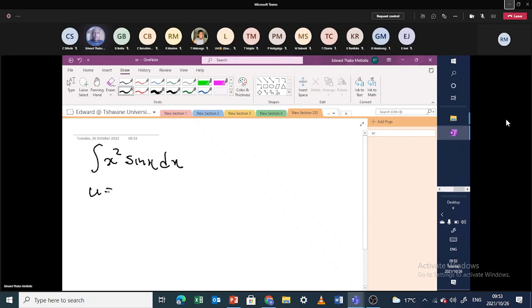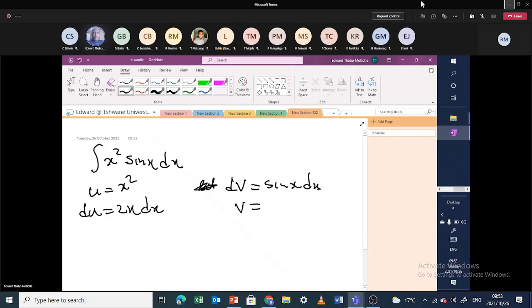So they said we let u equal to x squared, and then we let dv equal to sine x dx. We differentiate u, this will be du is equal to 2x dx, and here v is equal to negative cos x. Now the integral x squared sine x dx is equal to negative x squared cos x.